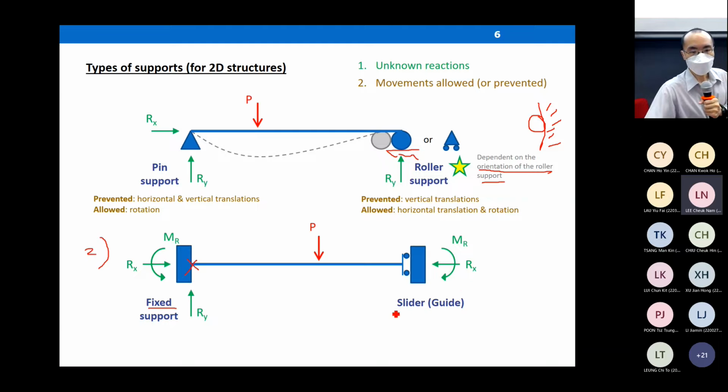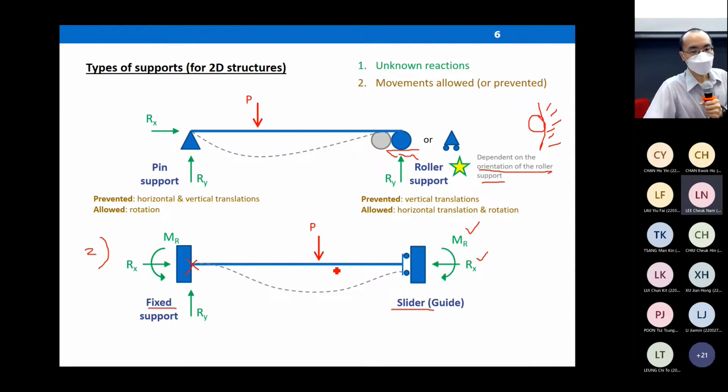Then what about the slider? A slider is not common, but some textbooks also use it in some examples. A slider is quite special. It is not a roller support. When you take a look at the reactions, you can see that a slider provides two reactions. One, a force. The other one, a resisting moment. These are the reactions provided by a slider.